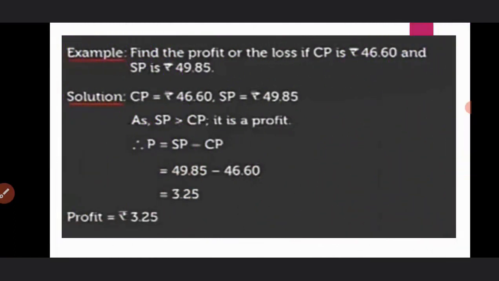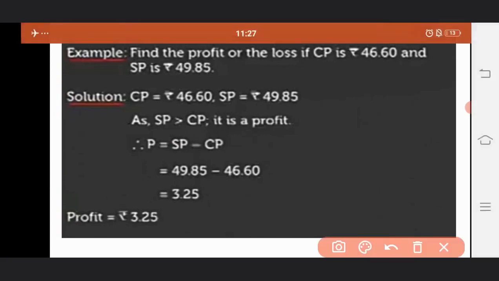There are some examples. Find the profit or the loss if CP is rupees 46.60 and SP is rupees 49.85. First we need to see which one is greater, CP or SP. In comparing both, we found that SP is greater than CP. That means the selling price is greater than CP.